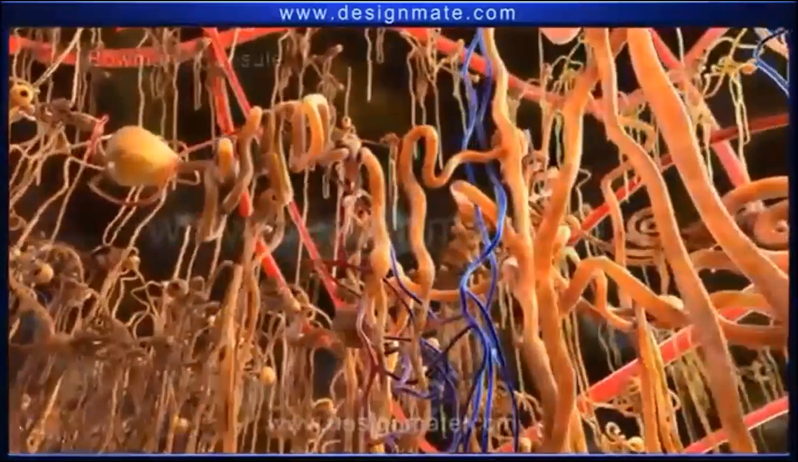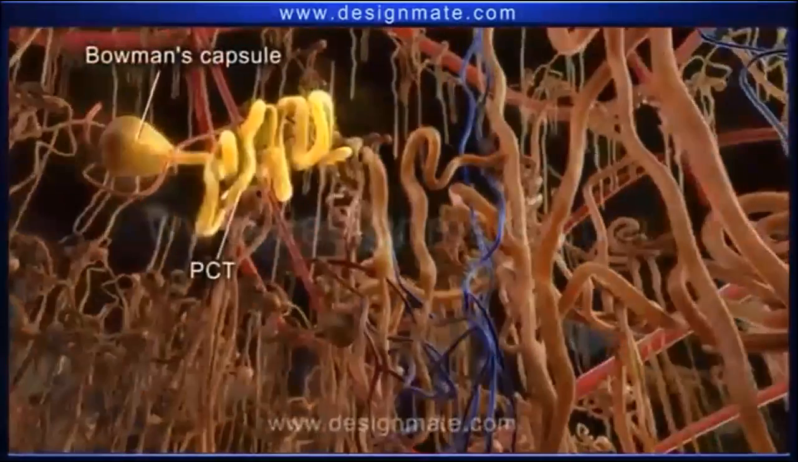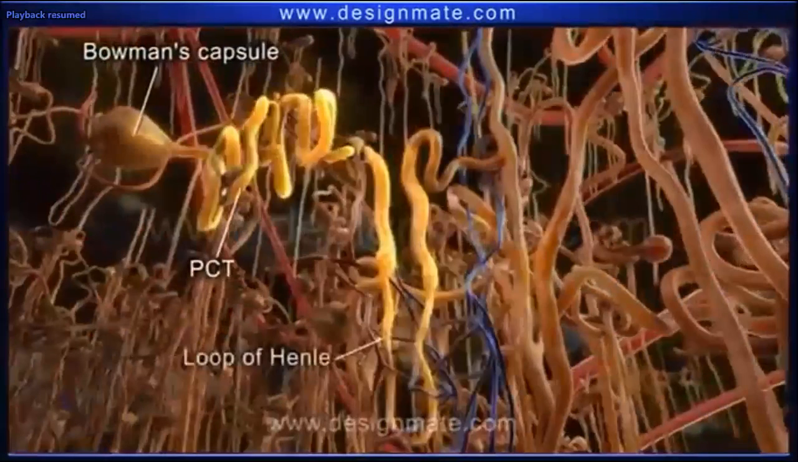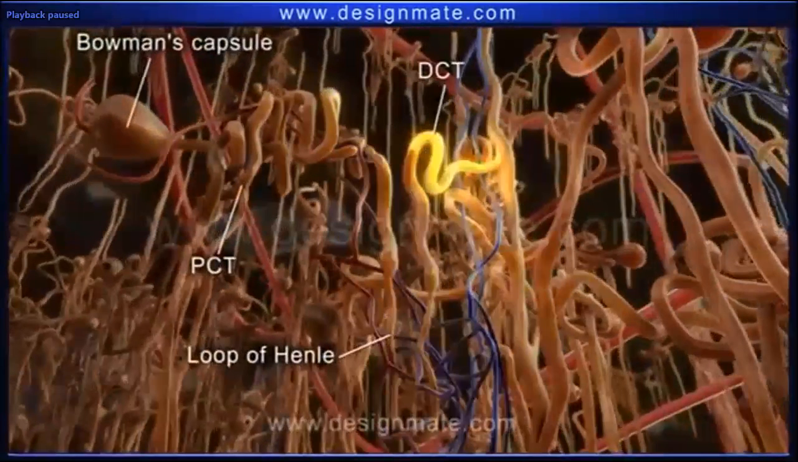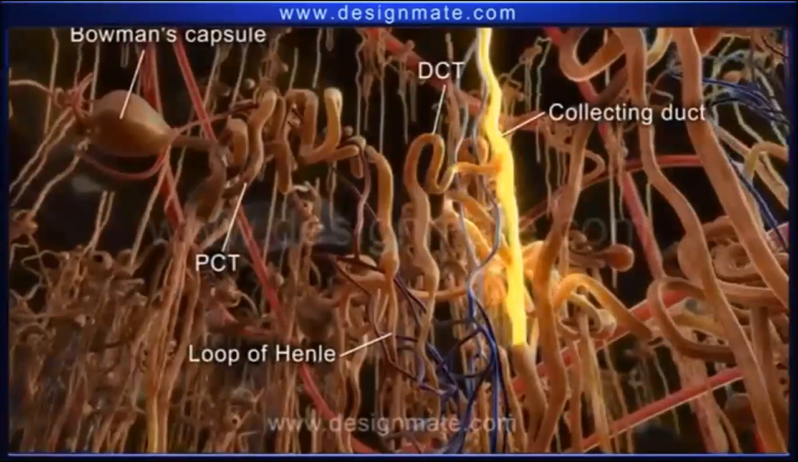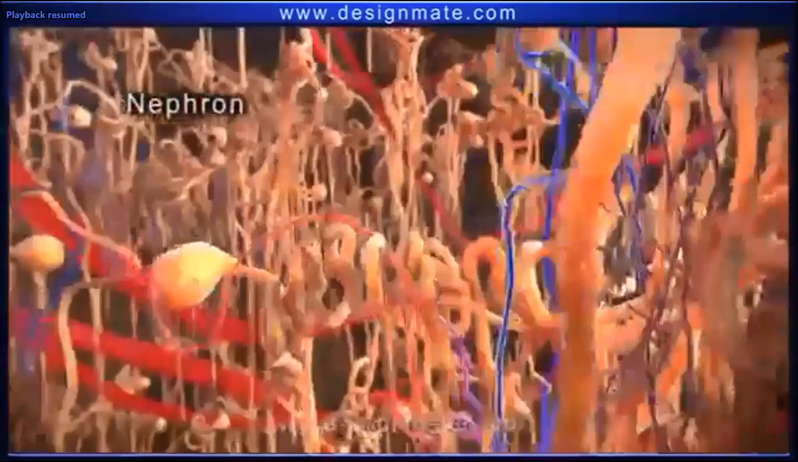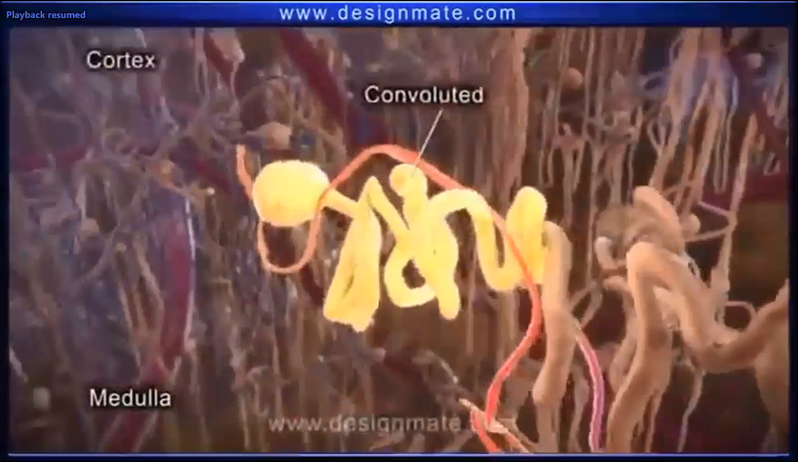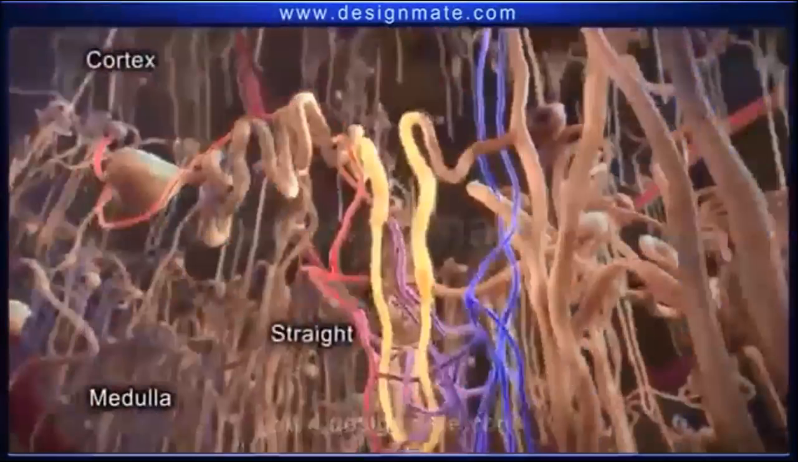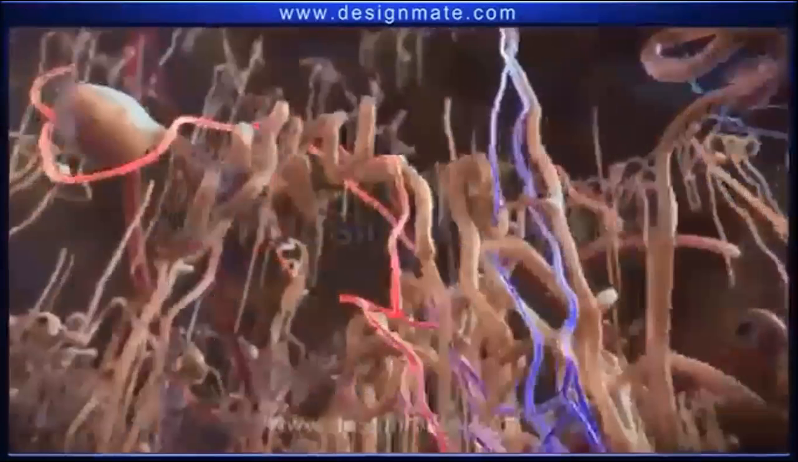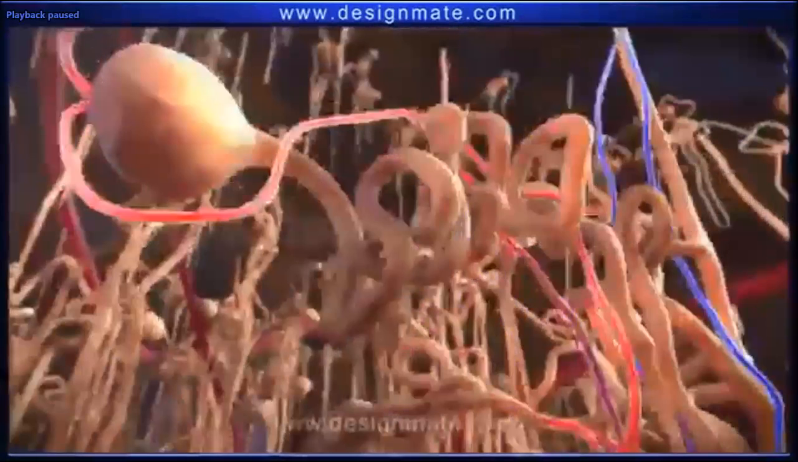Each nephron has a Bowman's capsule, PCT (proximal convoluted tubule), loop of Henle, and DCT (distal convoluted tubule). It opens into the collecting duct or collecting tubule. The nephron is a convoluted tubule in the cortex region, and it goes straight forward as the loop of Henle. It is completely a tubular structure.